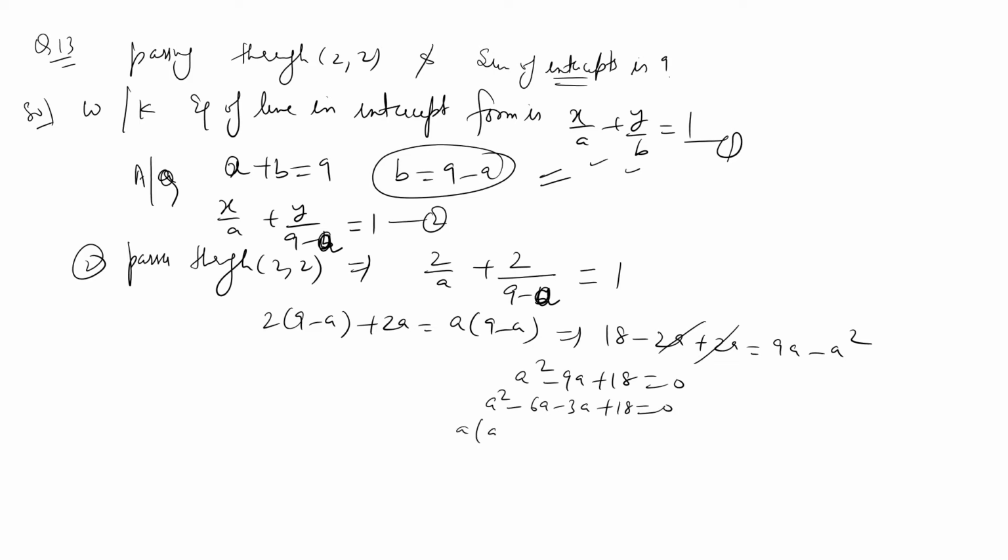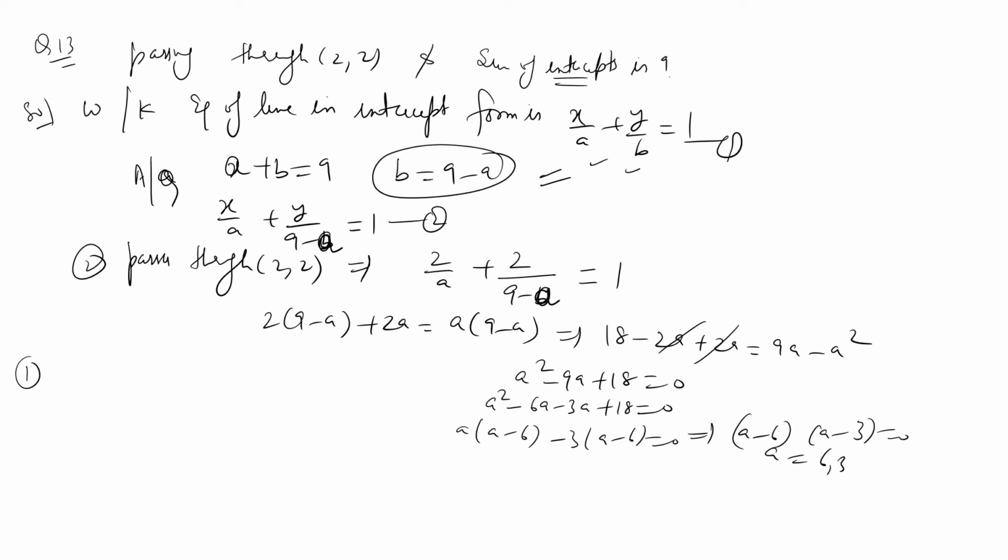So this is (a - 6)(a - 3) = 0. So a becomes 6 or 3. Okay, so now let us find: if a is 6, I just want to now get the value of the correct equation.